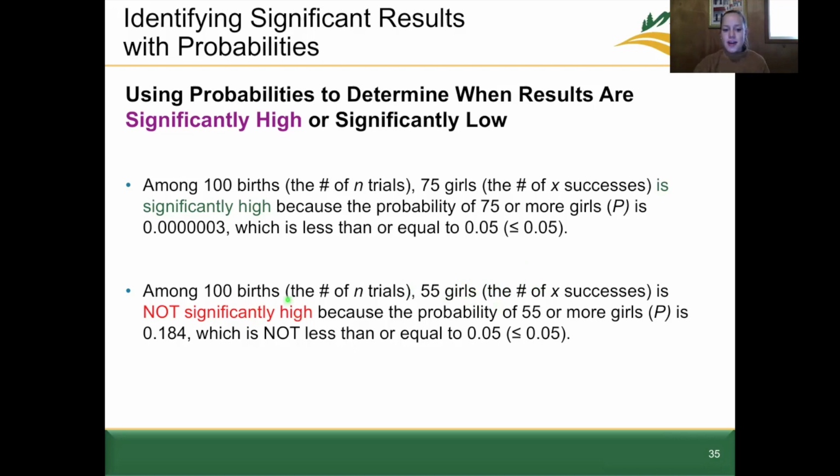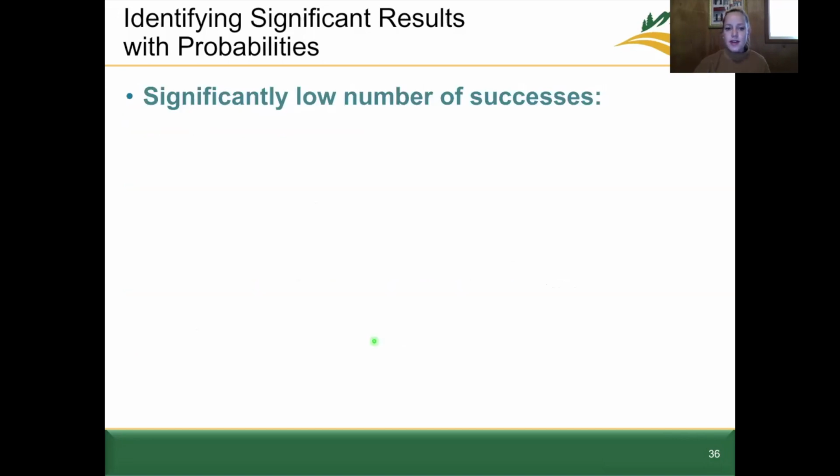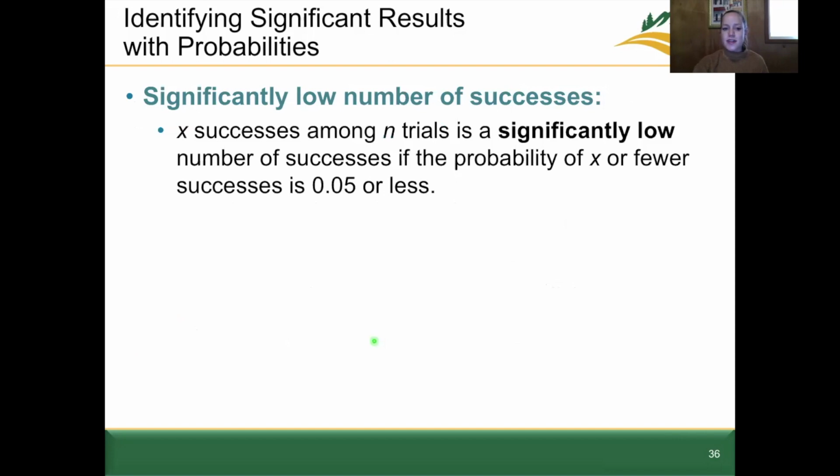So here for our N value and here for our X value, our variable P of 55 girls is not significantly high because we determined the probability was 0.184. 0.184 is definitely not less than or equal to 0.05. Going here again to the significantly low number of successes, it's really similar to what we've been talking about. Here we have X number of successes among N number of trials.